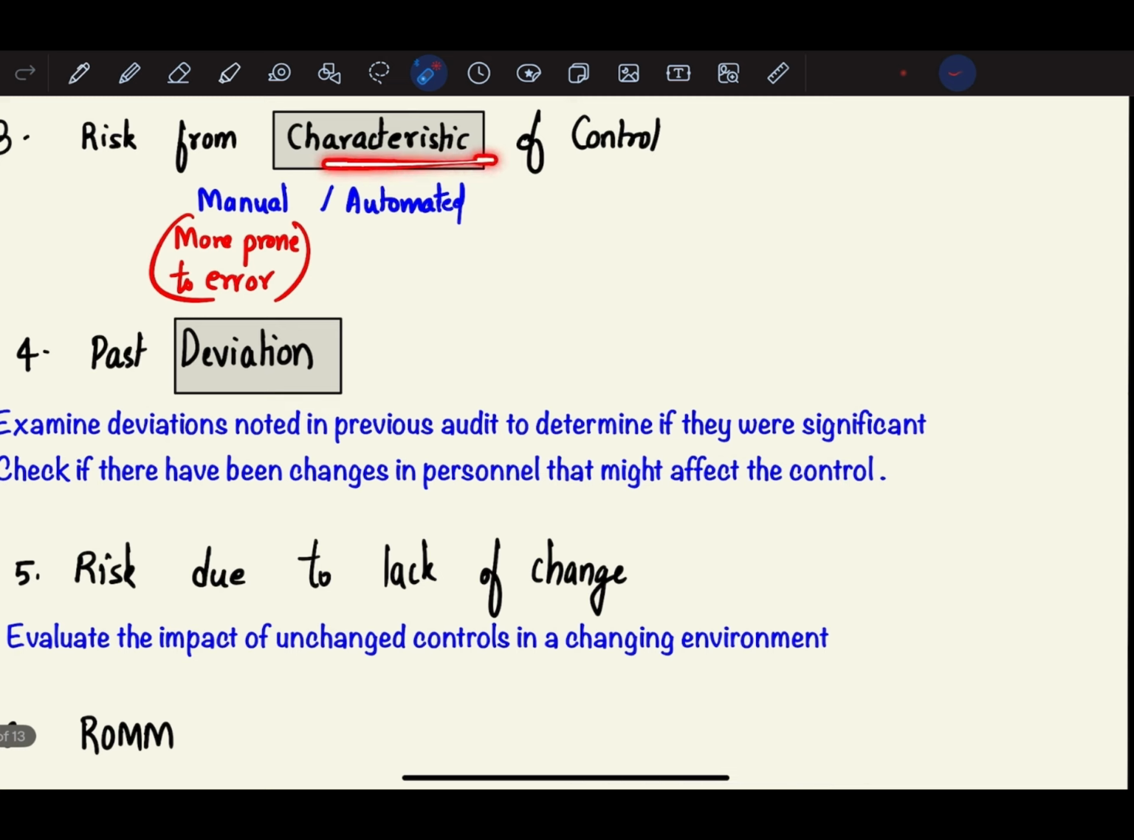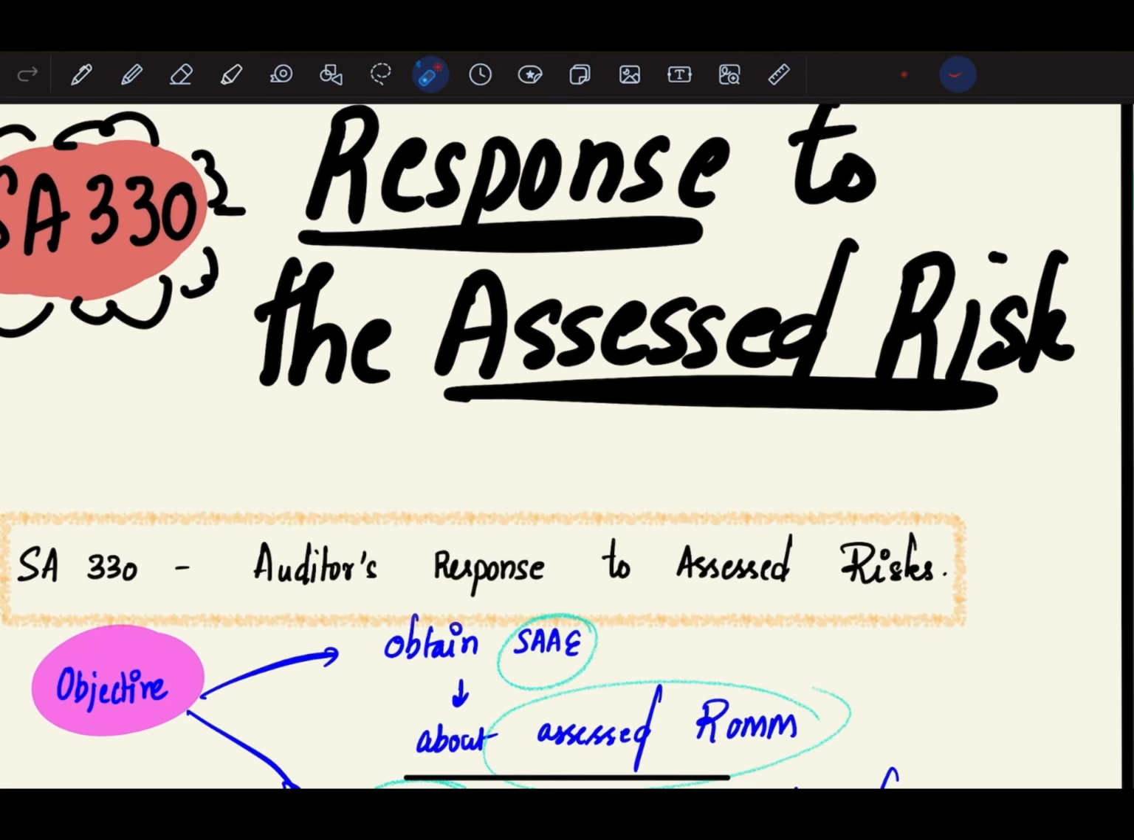Next, risk from characteristics of control. So what are the characteristics of the control? Is the characteristic manual or is it automated? If the controls are manual, then they are more prone to error. So in that case, you cannot use the previous audit evidence regarding the test of control. If it is automated, then to some extent you can use it, but if it is manual, it is more prone to error.